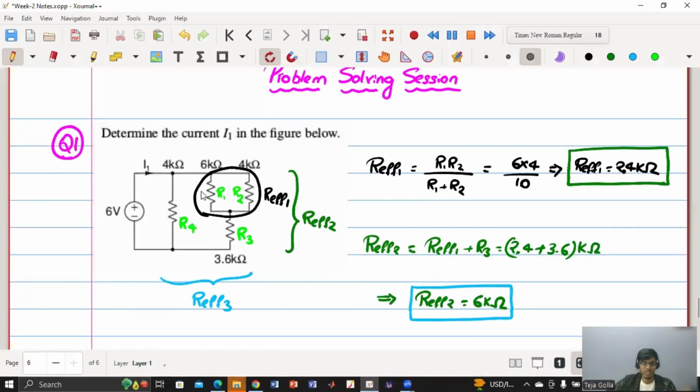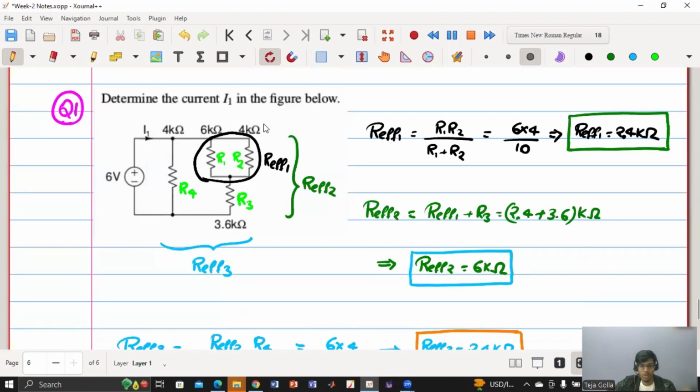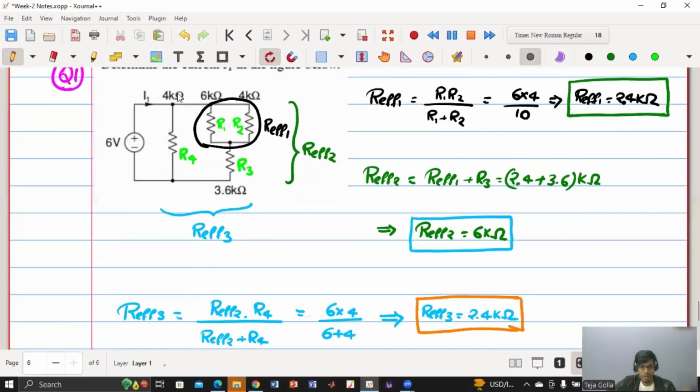In this question, they have given a resistor circuit, and they are asking the current. Someone suggested that we can simplify this entire resistor network into a single resistance. We started with R1 and R2, which are in parallel. The initial effective resistance we obtained is in series with R3, so the combined effective resistance is just the summation of these two. Now we got R effective 2 as 6 kilo ohm. This 6 kilo ohm is again in parallel with 4 kilo ohm, so again I have two resistors connected in parallel. Now I have obtained the overall effective resistance, which is connected directly to the voltage source.